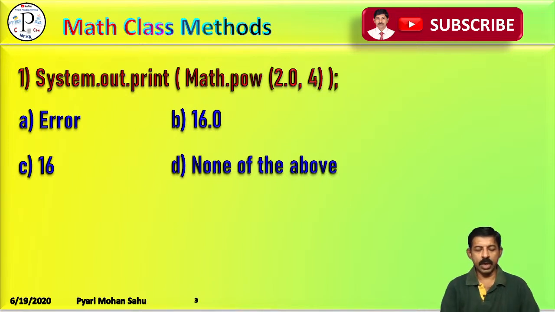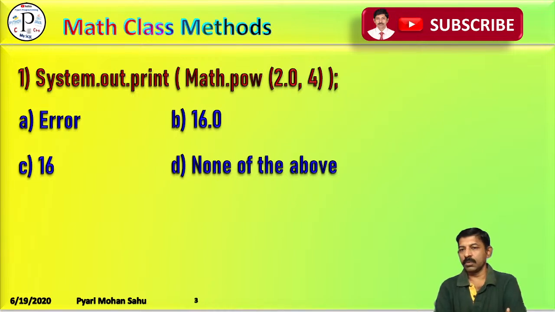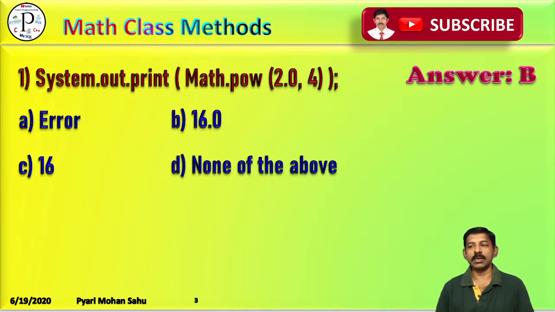Okay, so my question is that why not 16? 16 is also available in the option. Why not 16? Yes, got it. Surprise. Raja Lakshmi also giving the answer. Good. Because the return type is double. Fine, excellent. Because its return type is double, that's why it is 16.0. So option B is the right answer.